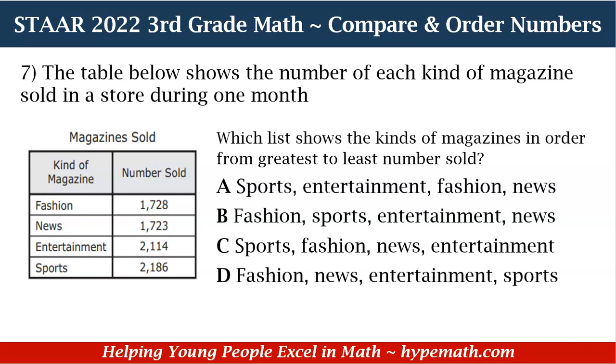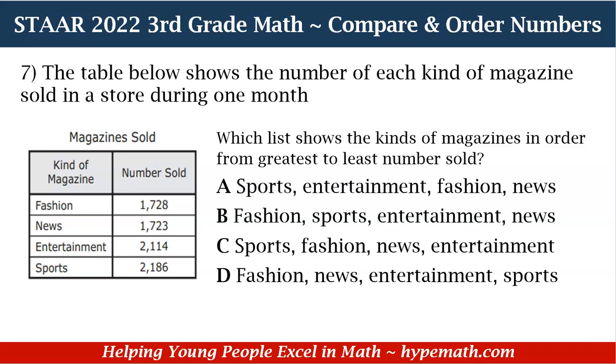We are on question number 7. The table shows the number of each kind of magazine sold in a store during 1 month. Which list shows the kinds of magazines in order from greatest to least number sold? Is it A, sports, entertainment, fashion, news? B, fashion, sports, entertainment, news? C, sports, fashion, news, entertainment? Or D, fashion, news, entertainment, sports?